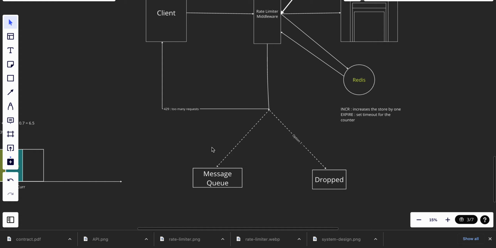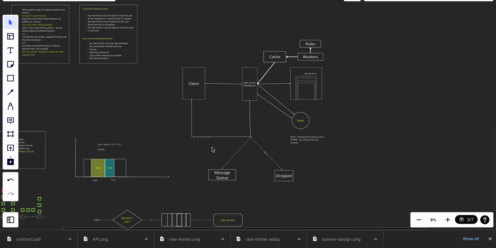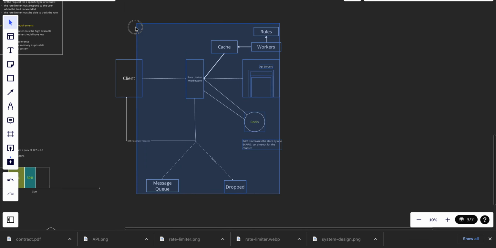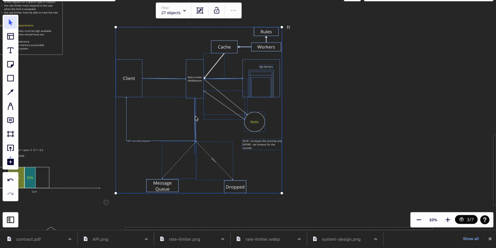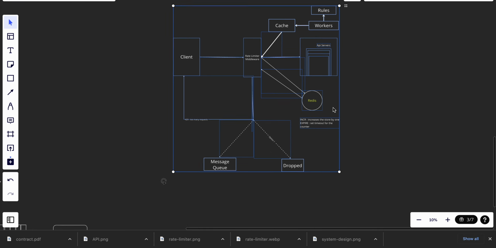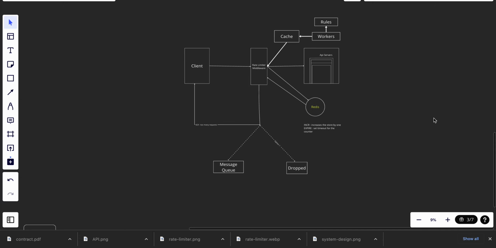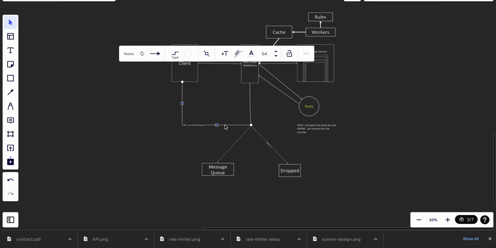Depends on how important the request is. And basically we got to one of the final solutions. Right now we have our system, and we want to scale it. We want to work in a distributed environment.